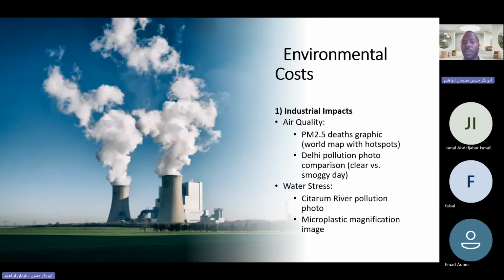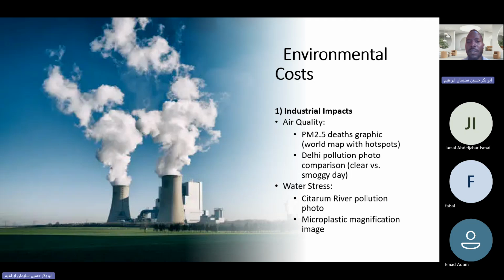Additionally, as you know, New Delhi has huge air pollution, and all of that is due to industry. Secondly, it can cause water stress. The Citarum River pollution in Indonesia affects the ecosystem inside the river, because industries discharge their liquid waste into that river, and that directly affects the ecosystem there. Microplastic magnification also can affect the environment. All of this is the environmental cost.